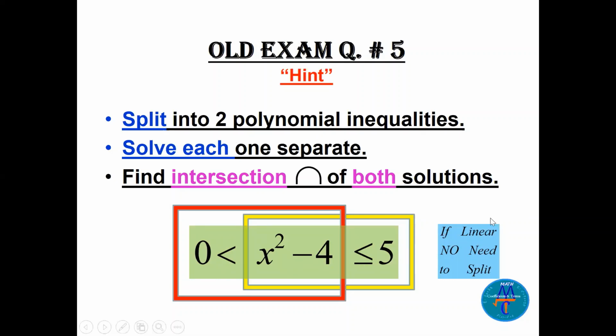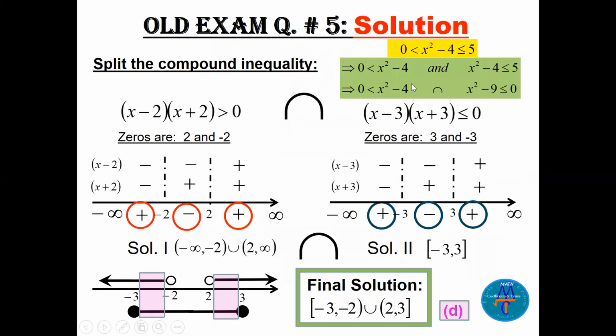If this is linear, see, if linear, no need to split, like x minus 4 to x minus 7, whatever. Split into two polynomial inequalities, solve each one separately, the red and yellow, and then find the intersection. That's the hint. So we split it now. Look at this nice here. We split and put and. When you split here, you put and.